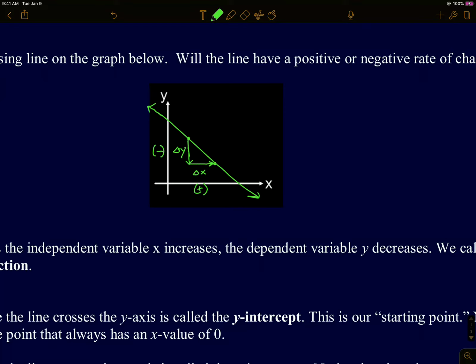The point where the line crosses the y-axis is called the y-intercept. So if I look on this one, that's our y-intercept.